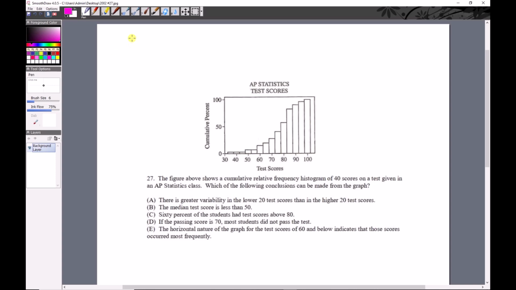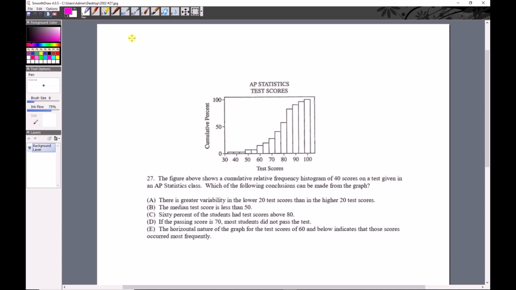So here is one of the first ones, and they're giving you a cumulative relative frequency histogram, which is sort of the basis for an ogive, for 40 scores on a test given in an AP statistics class, and it says which of the following conclusions can be made from the graph. Well, that's not much to go on, so I guess I'm stuck checking all of these just to see which ones are right. So I'm going to check A.